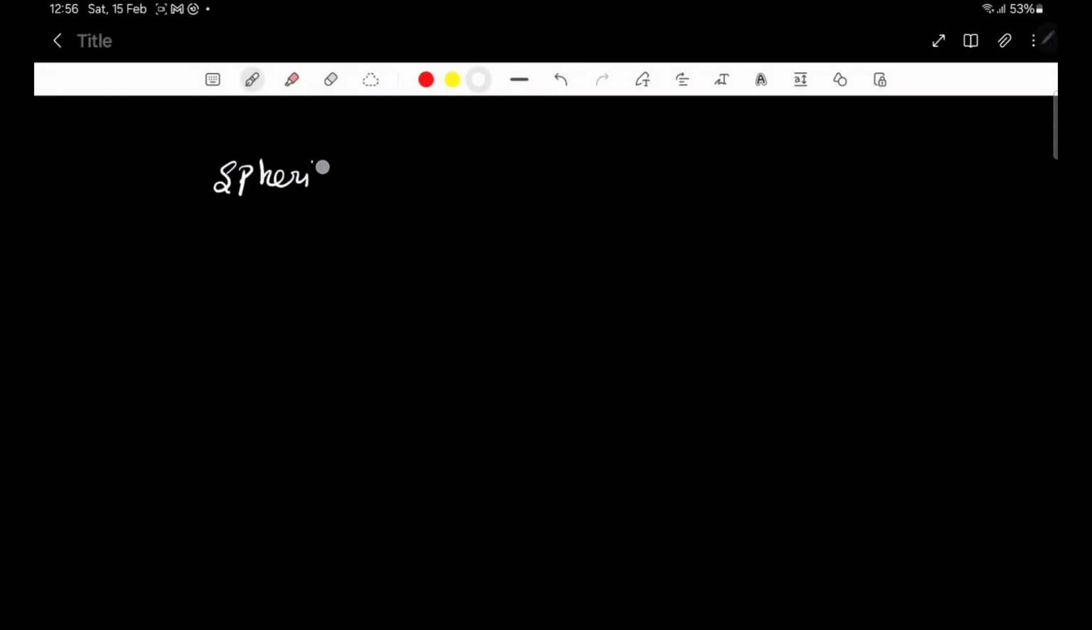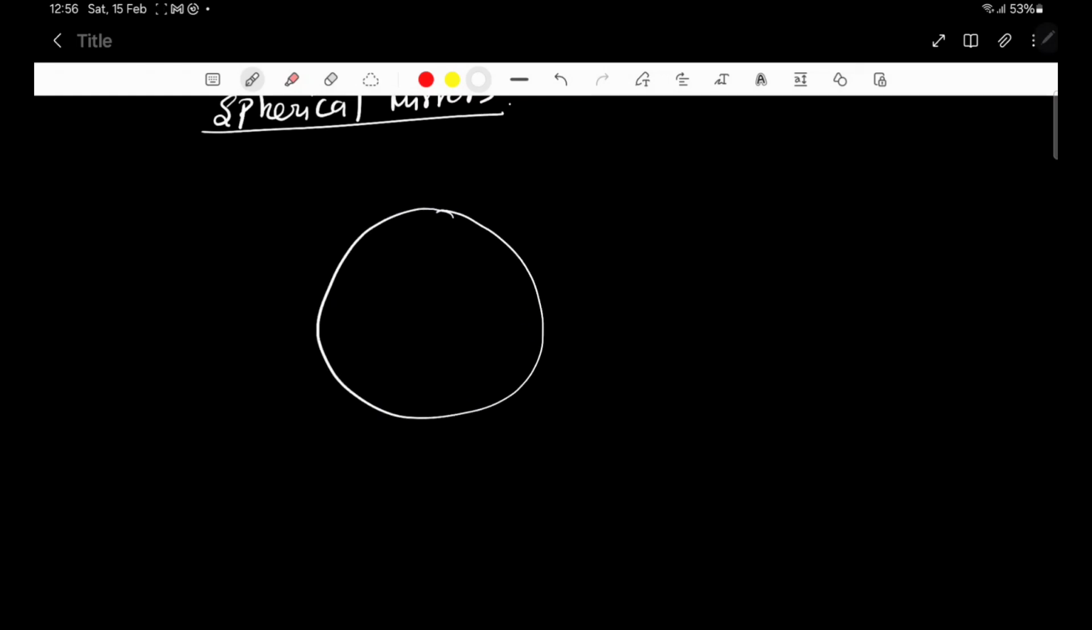So in this class we are going to discuss spherical mirrors and their working. The reason we call them spherical mirrors is that if you consider a large sphere made up of some reflective material, and cut only a small portion out of that larger sphere, this smaller removed portion is going to resemble this, right?